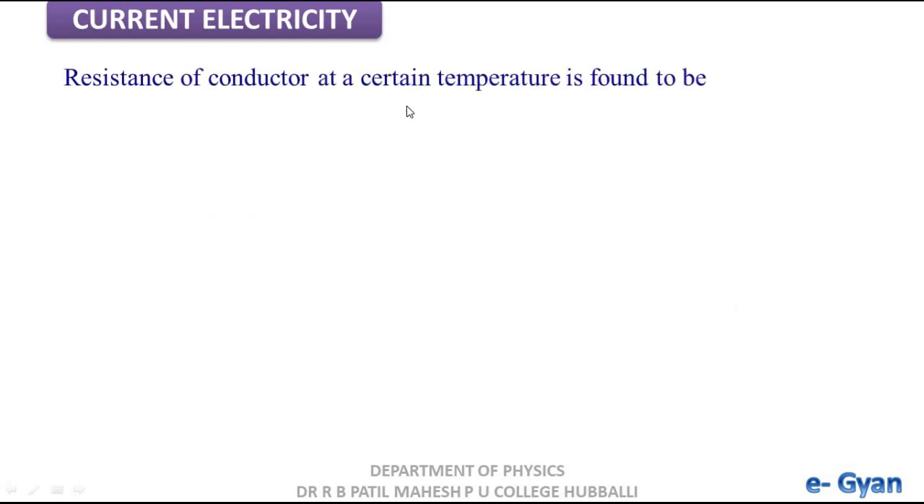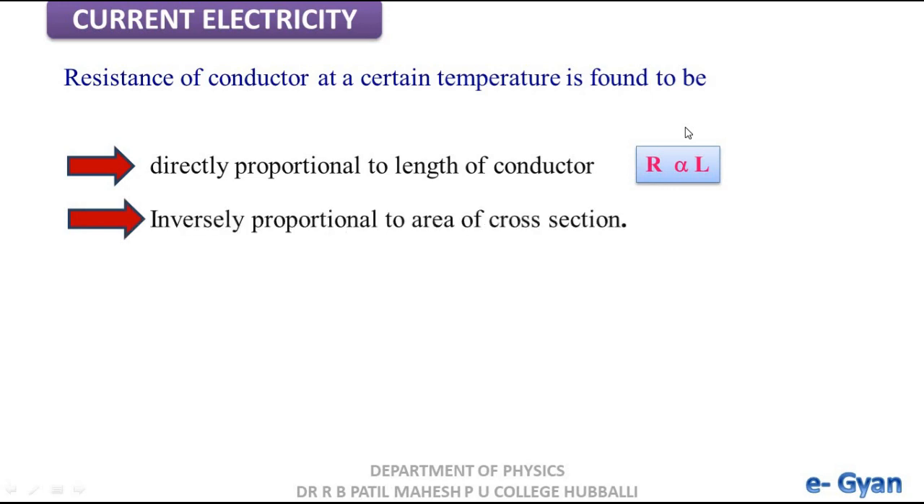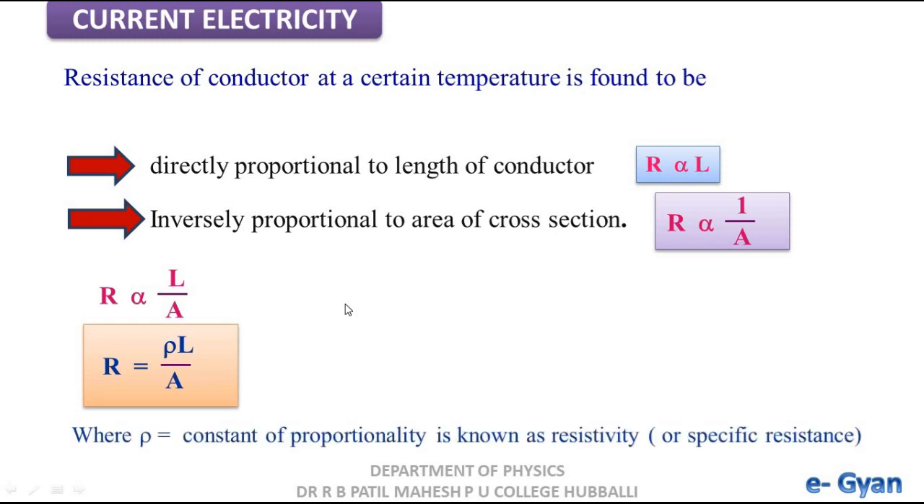Resistance of a conductor at a certain temperature is found to be directly proportional to length, that is R is proportional to L, and inversely proportional to area of cross section, that is R is inversely proportional to A. Combining these two, we can write R is proportional to L by A. If I remove this proportional sign, then this equation becomes R is equal to rho into L divided by A, where rho is the constant of proportionality, known as resistivity. This resistivity is also called specific resistance.